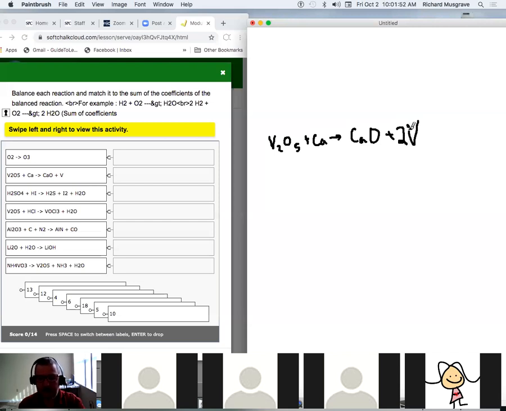So by balancing, we're allowed to change the number of moles of things. I couldn't change this to V2, but I can put a 2 out in front and have two separate V's to balance that. You'll notice that there's 5 O's, and I can balance those by putting a 5 out in front of the Ca. That, of course, changes the Ca and forces me to put a 5 in front of there. Let me move that over a little bit.